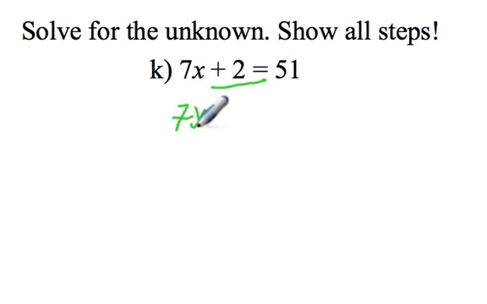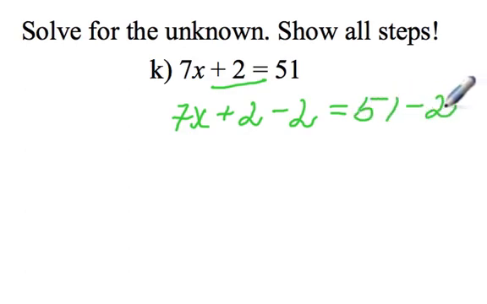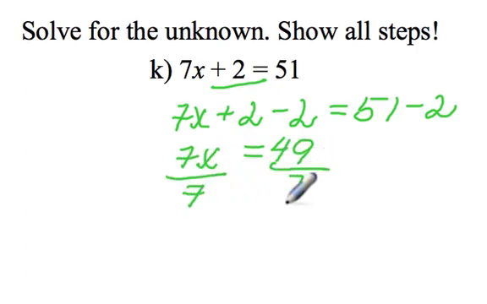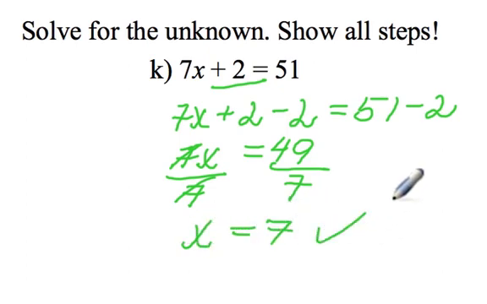2 is added, so the opposite operation will be subtraction. And we have to subtract on both sides of the equation. 2 take away 2 is 0, which leaves 7x on the left side. 51 take away 2 is 49. 7 is multiplied by x, so the opposite operation is division. We will divide both sides by 7. 7 divided by 7 is 1, which leaves x on the left, and 49 divided by 7 is 7.